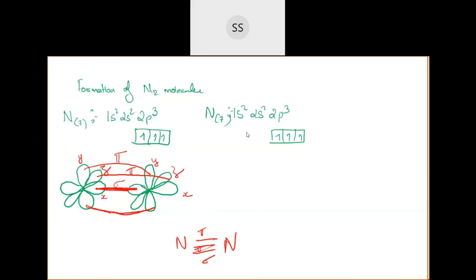Only for diatomic molecules can we make use of the VBT concept to explain the overlapping and then explain how the bond is and what are the different kinds of bonds formed. But when you have so many different atoms combined together, polyatomic molecules, you can't use this overlapping concept and explain.